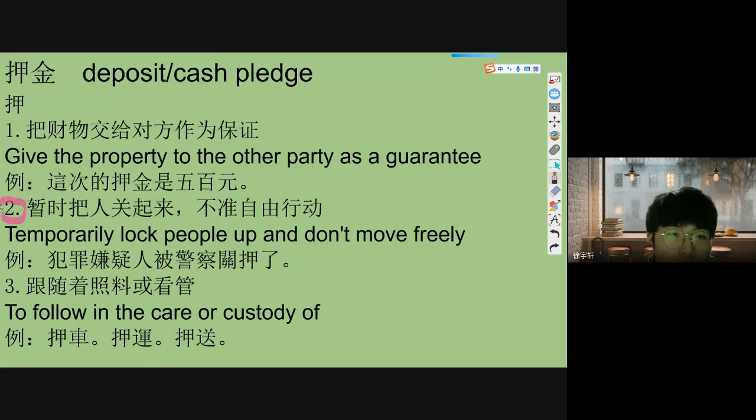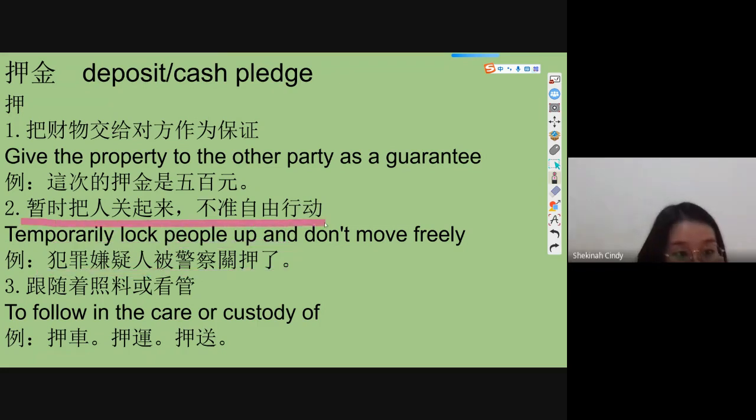Okay, so the second meaning of 押 is 暂时把人关起来，不准自由行动。Temporarily lock people up and don't let them move freely. Most often used in a police station or police department. For example, 犯罪嫌疑人, the suspect, 被警察, by the policeman, 关押, locked up. So the suspect is locked up by the policeman. Is it good to understand? 暂时把人关起来。Okay.